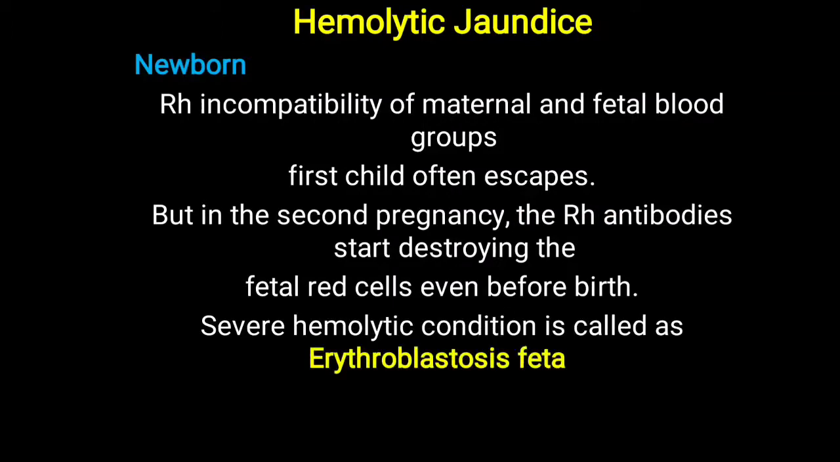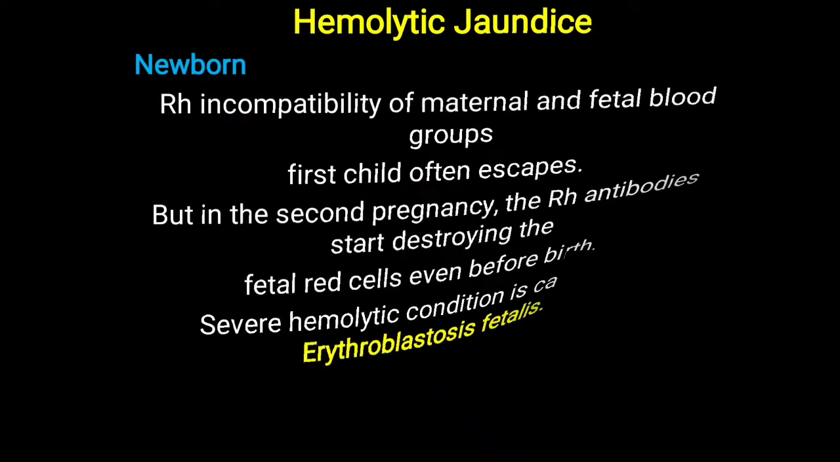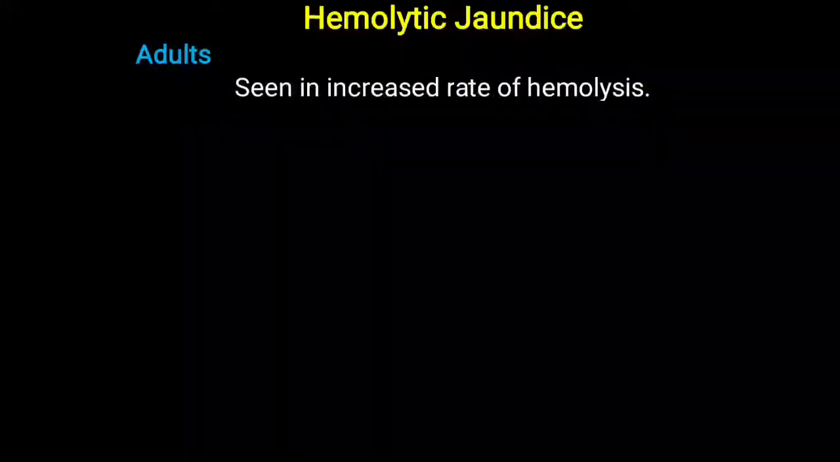So in severe condition this will lead to what is also called erythroblastosis fetalis, because destruction of the fetal red blood cells is seen. That is the important point about hemolytic jaundice in relation to the newborn that you have to keep in mind. Now next, hemolytic jaundice particularly in adults, which is also seen with an increased rate of hemolysis.